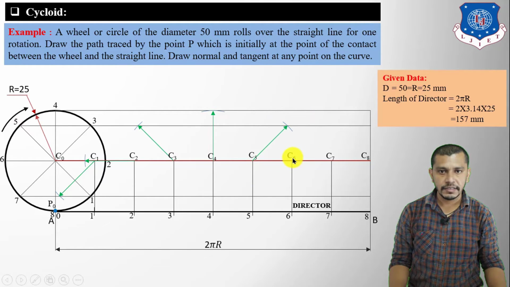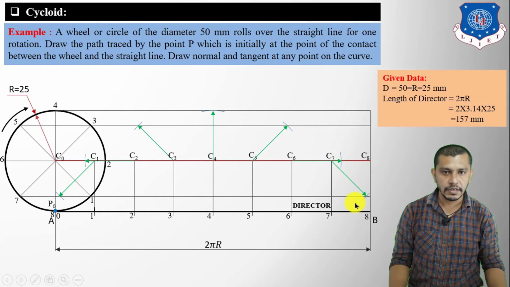Now take center at C6, radius is equal to the radius of the rolling circle, and give an arc on the line passing from the sixth point of the circle. Now take center at C7, give an arc on the line passing from the seventh point of the circle over here, and from C8 as the center, give an arc over here. You will get the point at exactly 8.